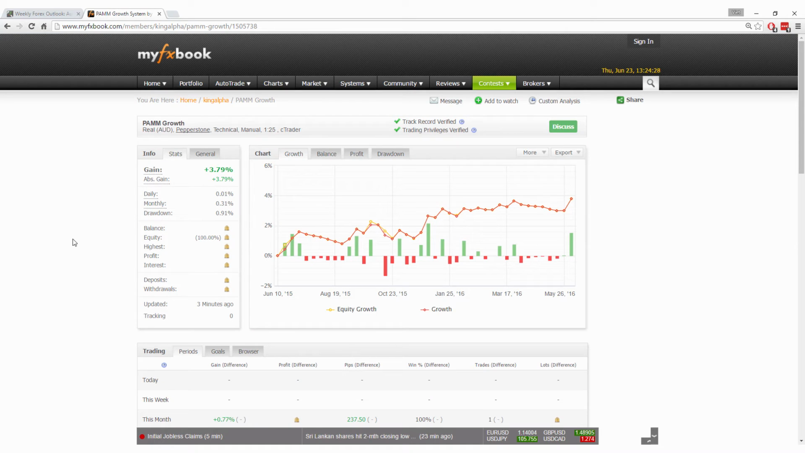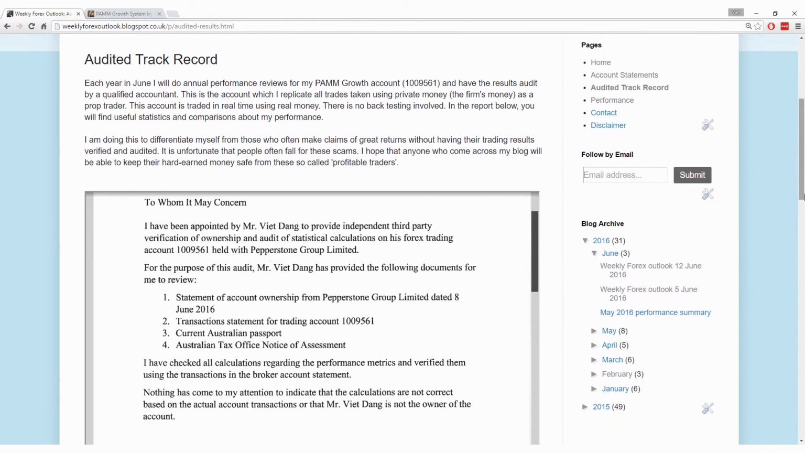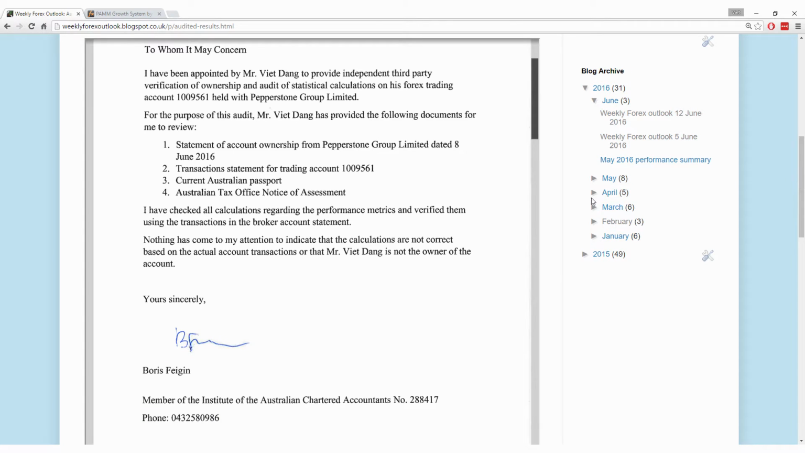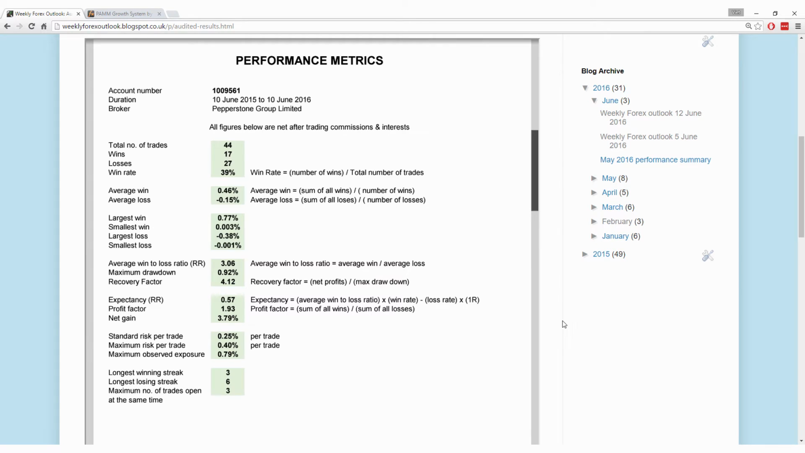I update my performance on a monthly basis, and I also show my broker account statements with the most confidential information blurred out. If you go to my blog and click on the audit page, you will find the full audit report. Here are the performance metrics numbers. There are a few metrics that are not yet available, such as annualized return and Sharpe ratio, because they require at least 2 years of history. I will be able to show them for the next report. All of the numbers are calculated after trading costs.